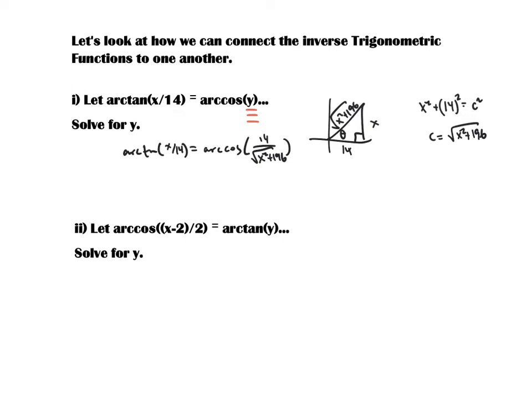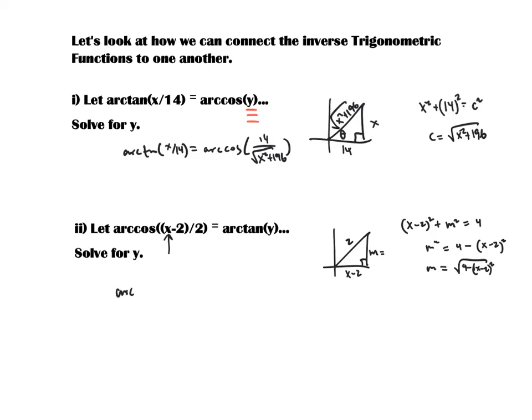Okay, let's look at another example. Let arc cosine of (x minus 2) over 2 equal arctan of y. So again, quadrant 1: anytime you see an x, you should think quadrant 1 immediately. Cosine is (x minus 2) over 2. Using the Pythagorean theorem, (x minus 2) squared plus, we'll call this m squared, is equal to 4, which is 2 squared. So m squared is equal to 4 minus (x minus 2) squared. So m is equal to the square root of 4 minus (x minus 2) squared.